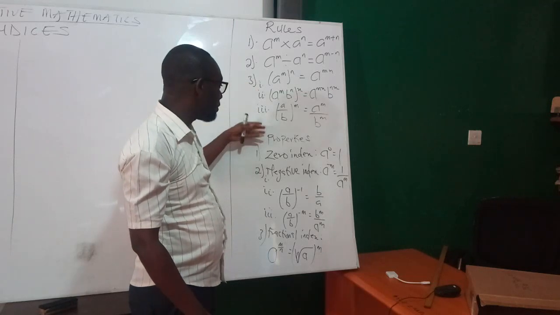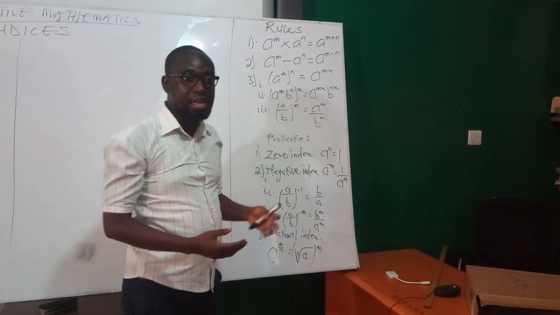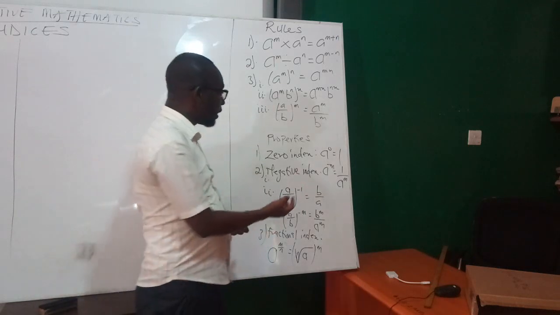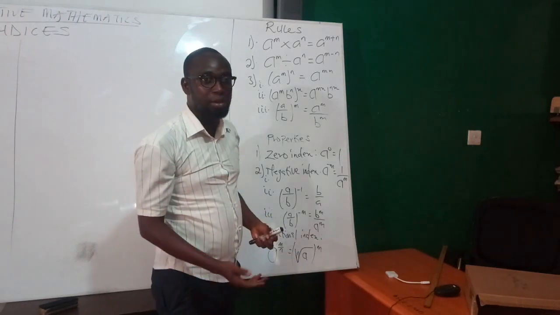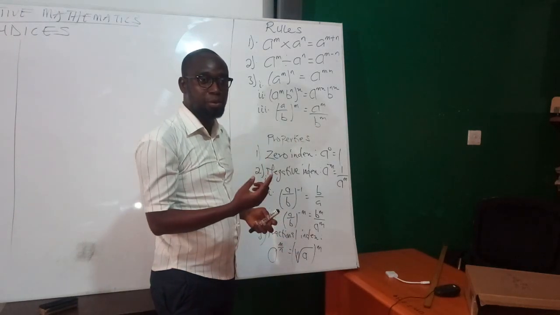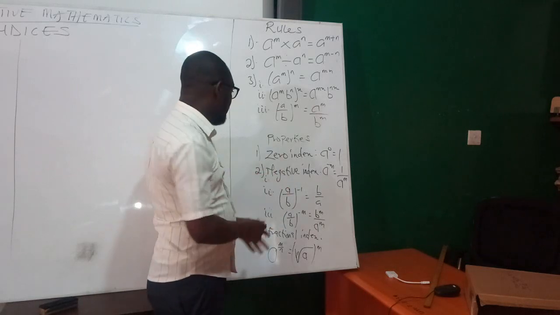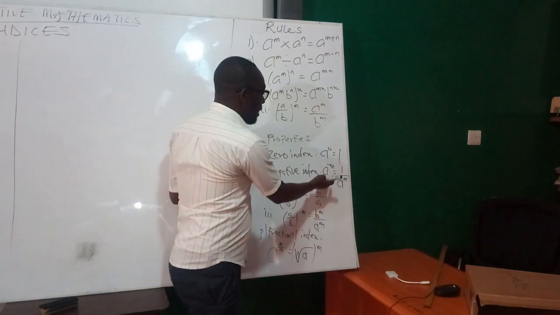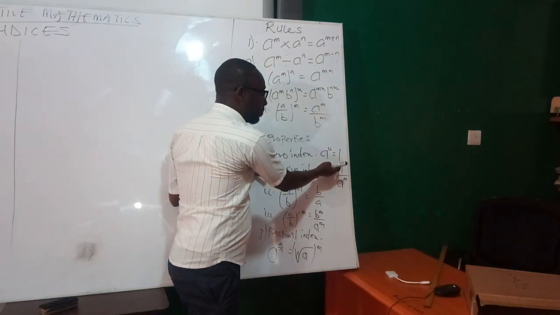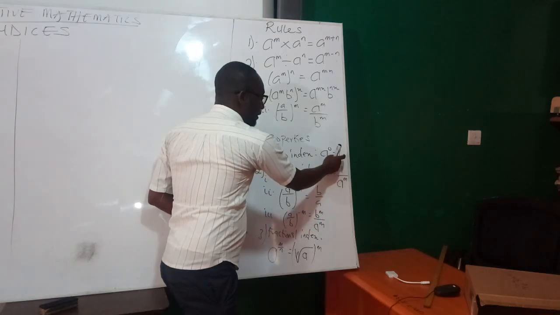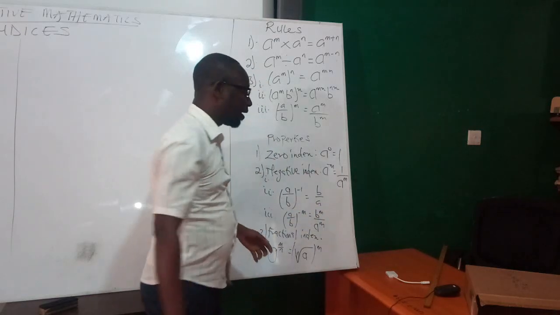Now for the properties, we have the zero index. We said that any number except 0 raised to an exponent of 0 is 1. So 10 raised to the power of 0 is 1, 100 raised to the power of 0 is 1. But then 0 raised to an exponent of 0 is an indeterminate form. Okay, then we have the negative index. We said that when we have a raised to the power of negative m, then we find the reciprocal of it, that is 1 over this number, neglecting the negative.